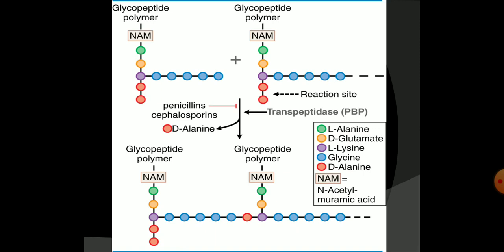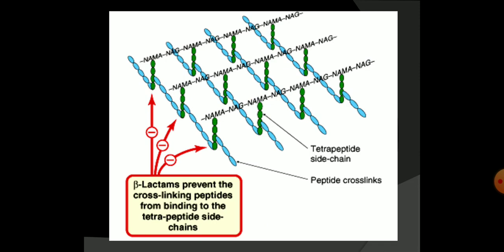Basically, between the fourth and fifth is the reaction site, and penicillin is blocking the steps over here. The transpeptidation reaction, or the penicillin binding protein, will actually act here, so that this cross chain is made from the lysine residue, and you see the kind of cross-linking being made here. And here, in another way, you can see how the cross-linking has been made and how the beta-lactams actually prevent the cross-linking peptides from binding to the tetrapeptide side chains. So it is acting on the rapidly or actively multiplying organism, and it is preventing the cross-linking of the cell wall.